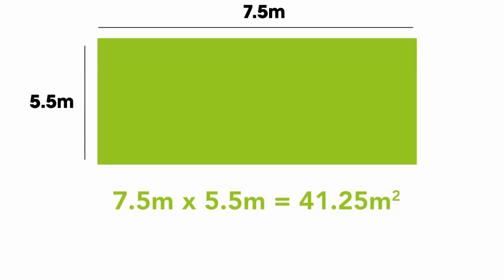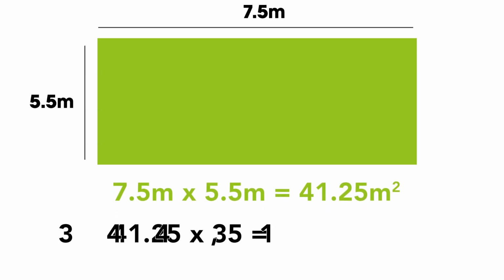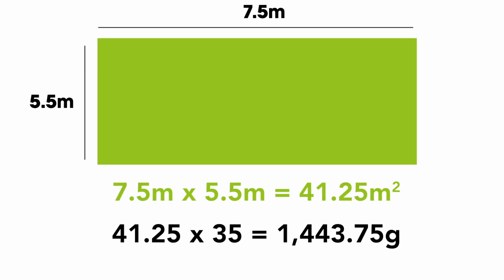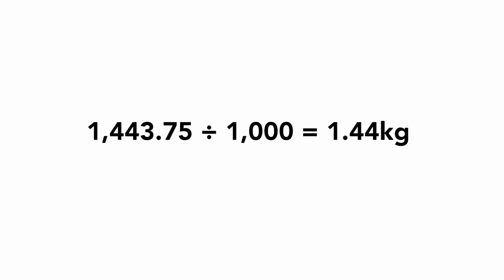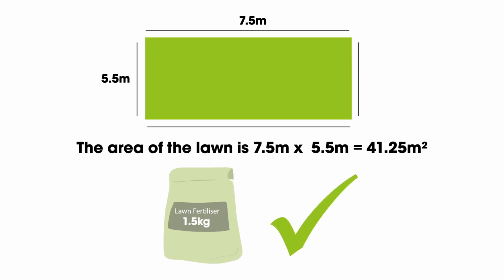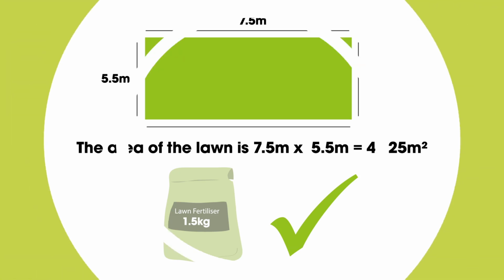This works out at 41.25 times 35 equals 1,443.75 grams. Now we need to do a direct comparison with the amount we were given. But first, convert this into kilograms. 1,443.75 divided by 1,000 equals 1.44 kilograms. So yes, Oscar has enough fertiliser in the box which holds 1.5 kilograms.